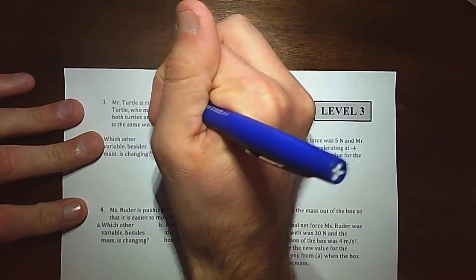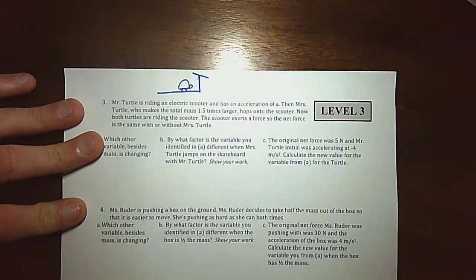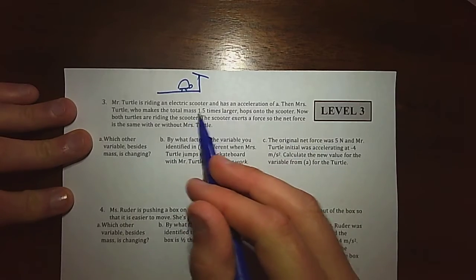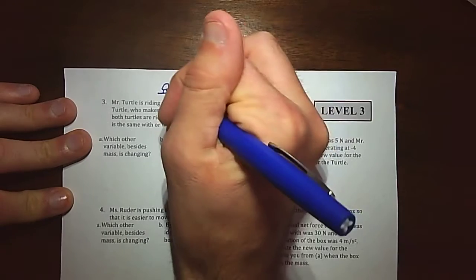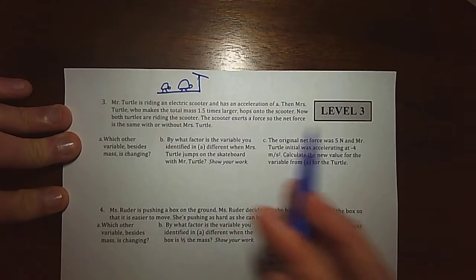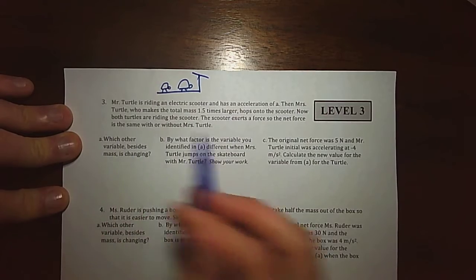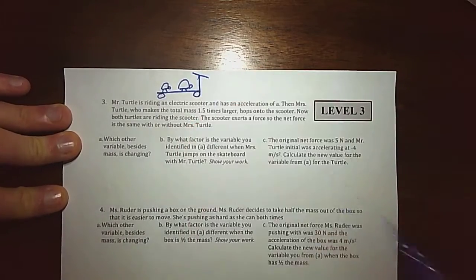So here is our scooter. Here's Mr. Turtle. Right. Then Mrs. Turtle, who makes the mass 1.5 times larger, hops on the scooter. So here's Mrs. Turtle. All right. Now both turtles are riding the scooter. The scooter exerts a force, so the net force is the same with or without Mrs. Turtle. So the power on the scooter is exerting the same net force with or without.